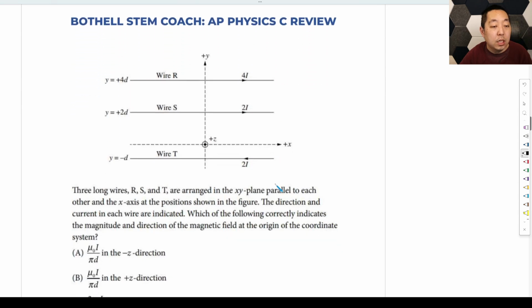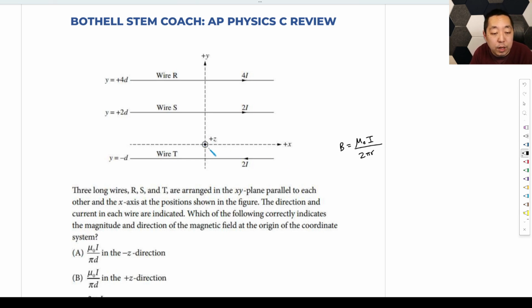Okay. All right, so let's go through some examples now, because I think that's what you're really here for, to really understand how everything works. Three long wires, R, S, and T, are arranged in the XY plane, parallel to each other. Which of the following correctly indicates the magnitude and direction of the magnetic field at the origin of the coordinate system? So here we're going to use the long wire result that we just derived, B is equal to mu naught I over 2 pi r. We showed how Ampere's law can be used to prove that.